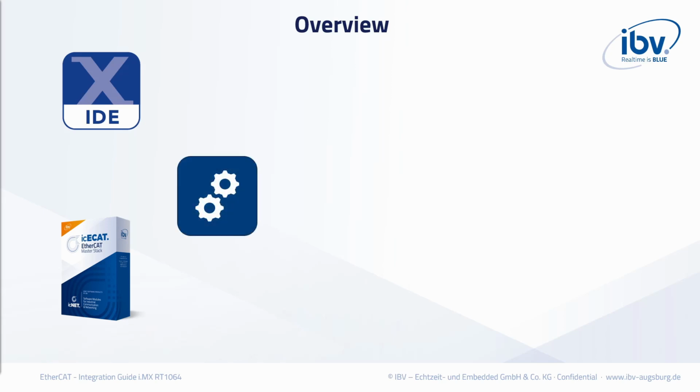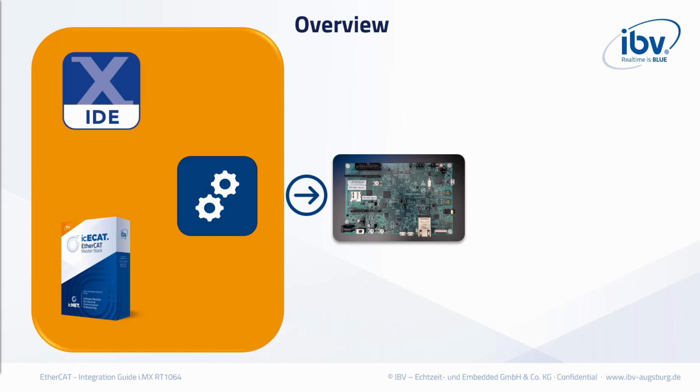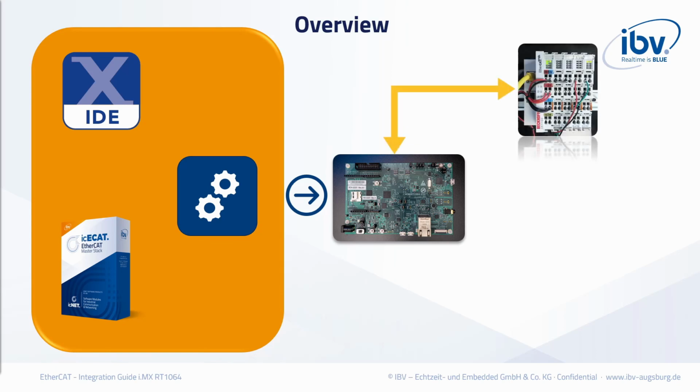Then we will build the master sample applications with the IDE. Then as the software part is done, we will bring the software to the target, in this case the i.MX RT1064 EVK evaluation board. We will run the sample application with the sample network. And last but not least, I will show you how to adapt the sample application to your own EtherCAT network.